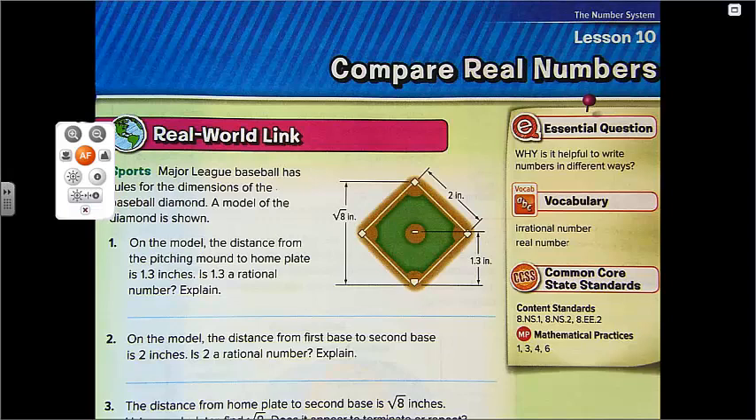All right, guys, we are ready for our very last lesson in Unit 1. I know you're surprised, but you made it through it. This is your last lesson in Unit 1. You finished a unit in pre-algebra. Good for you. So let's talk about this.